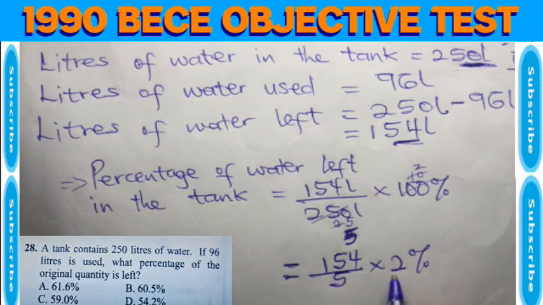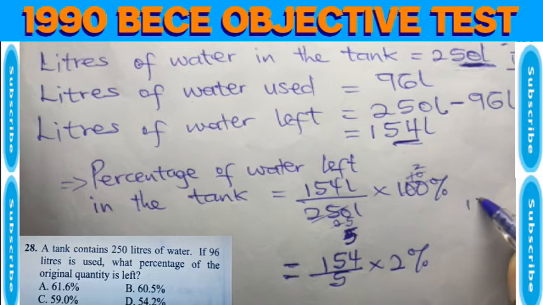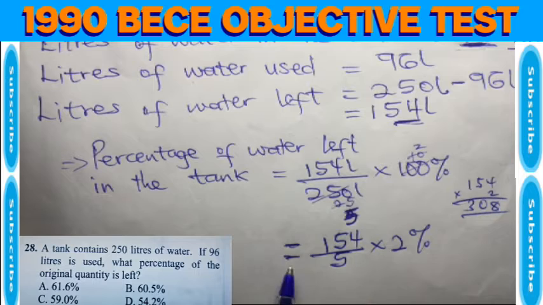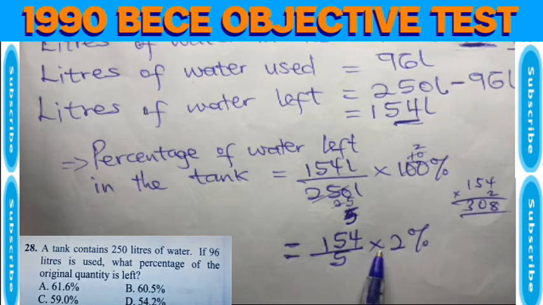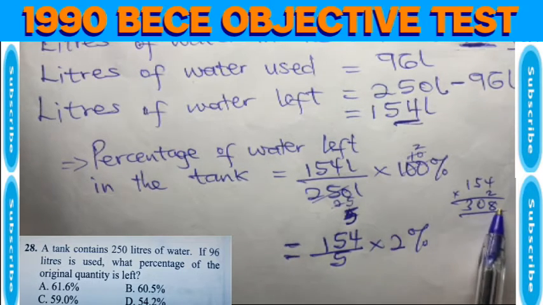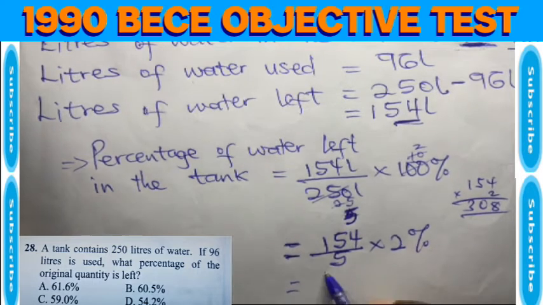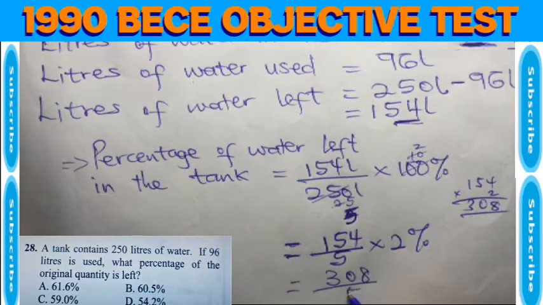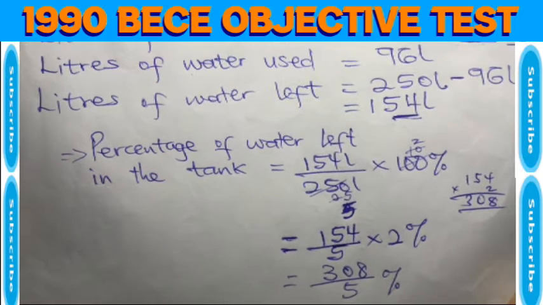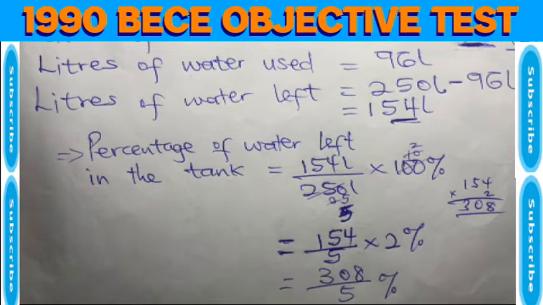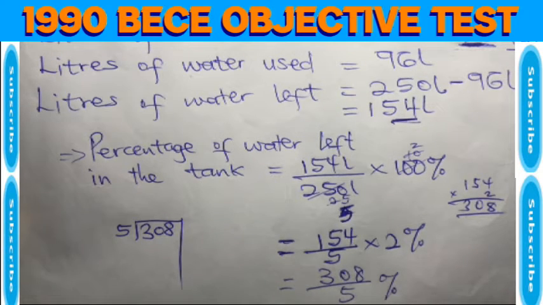Let's multiply 154 by 2. So we have 154 multiplied by 2. 2 times 4 is 8, 2 times 5 is 10. We write 0, remainder 1. 2 times 1 is 2, plus 1 is 3, 308. So when 154 multiplies 2, you have 308 over 5. So we have 308 out of 5%. Let's calculate this. 308 divided by 5. Let's solve it right here. Go by the long division method.